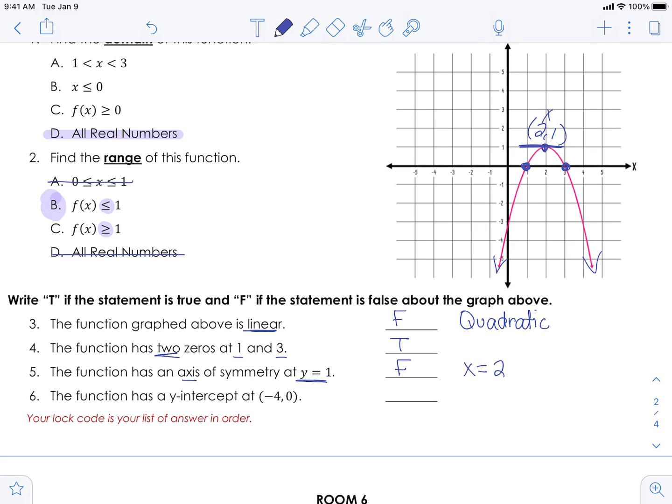And then the function has a y-intercept at (-4, 0). Well, the point (-4, 0) would be right here on the x-axis, which is not a y-intercept, so that is a false statement. The y-intercept is somewhere around here, and it looks like it's a decimal. It's between -4 and -3, so it's going to be a decimal, which means it's not (-4, 0). So that doesn't work. And y-intercepts are written as (0, whatever the y value is). So that was just written all kinds of wrong.